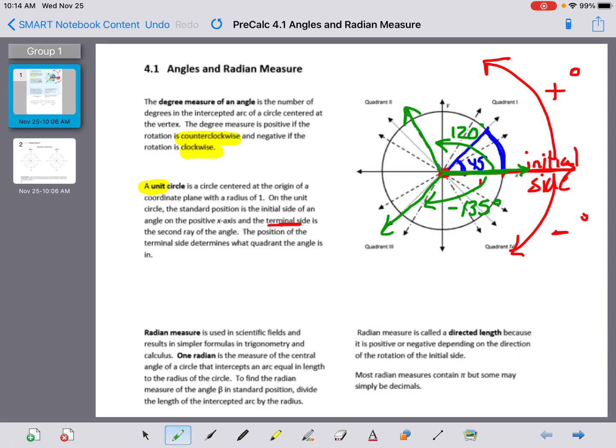So, terminology here. Initial side, always the x-axis. Terminal side, where it ends. Positive goes counterclockwise. Negative goes clockwise, okay? Big ideas that we have to have clear before we can move on in our unit circle.